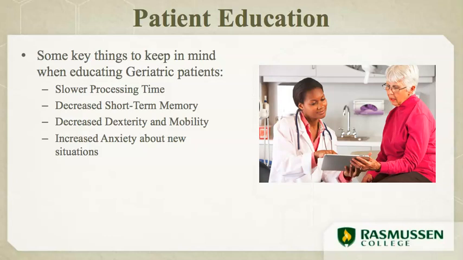Patients may also have a decreased dexterity or mobility. This could be due to arthritis or other physical changes. So think about the fact that the elderly patient may not be as physically able to do some of the things that they could when they were younger. And when possible, make sure that you're using any DME, which is durable medical equipment. Things like canes, crutches, walkers, wheelchairs, shower chairs, oxygen if it's needed, all of those are considered DMEs.